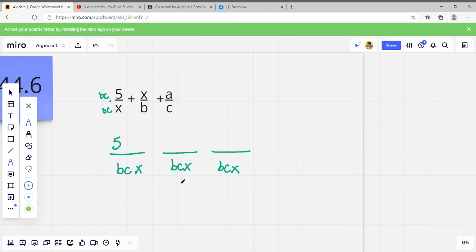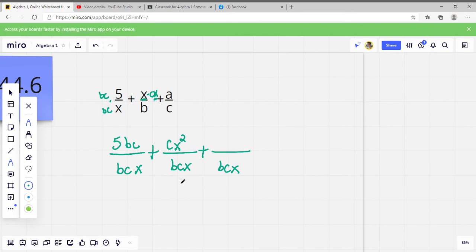So I have 5bc. Up here, I already have the b, so I got to multiply times, let me put in my pluses. I've already got the b, so I needed cx. X times cx would be cx squared, because I've got 2 x's. One here, one here.